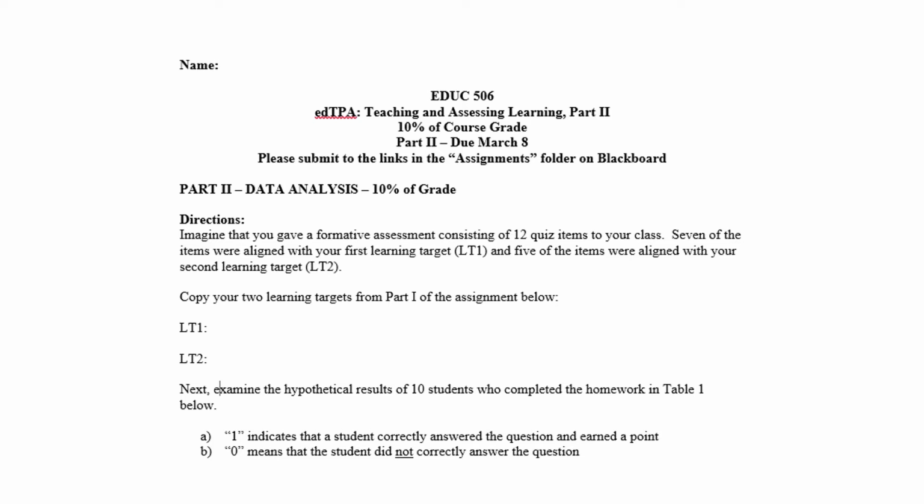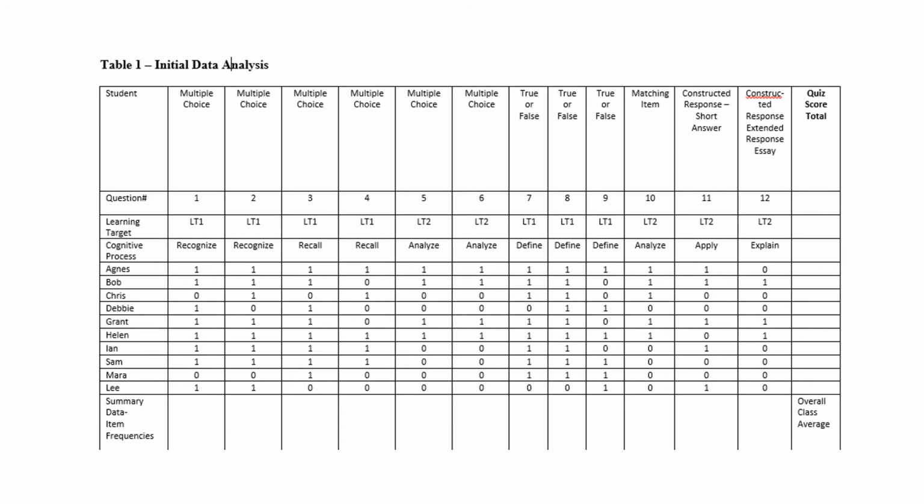Next, examine the hypothetical results of 10 students who completed the homework in table 1 below. And we're about to see a table with some ones and zeros. The ones indicate that the student got the question right, and the 0 means they got it wrong or incorrect. So this is a pretty complicated looking table, but it's actually pretty simple. Going across the top column, you're going to see the type of question it is: multiple choice, true or false, matching, a short answer, or essay.